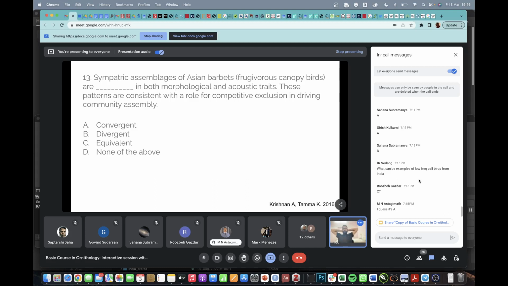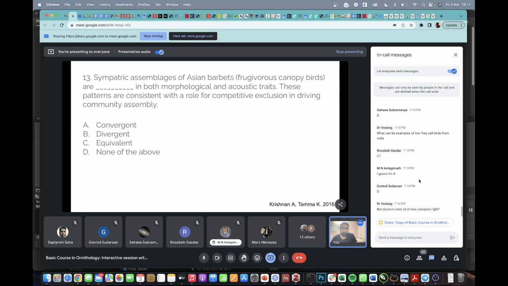Morphological traits would mean the traits of the body, like how big they are, how small the beak is, how large the eyes are. These are the morphological traits. And acoustic traits are basically the traits of the calls of the birds. So these patterns are consistent with the role for competitive exclusion in driving community assembly.